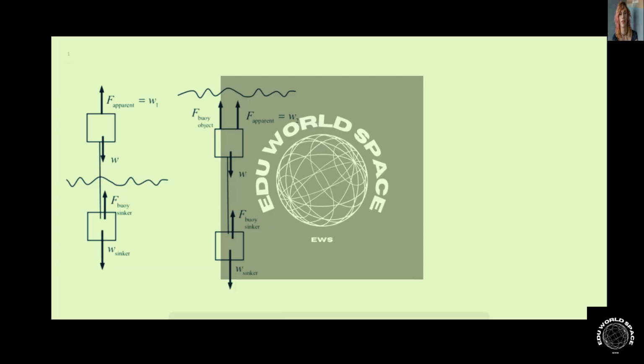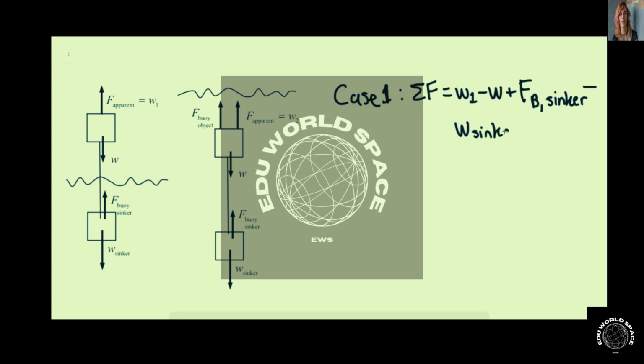The system here, the two cases, and we want to prove the equation for the specific gravity. And so we can say for case one, we have that the sum of forces in the y direction, of course, would be equaling weight sub 1 minus weight W plus the buoyancy force of the sinker. And then this would be minus the weight of the sinker. And we know this to be equaling 0.